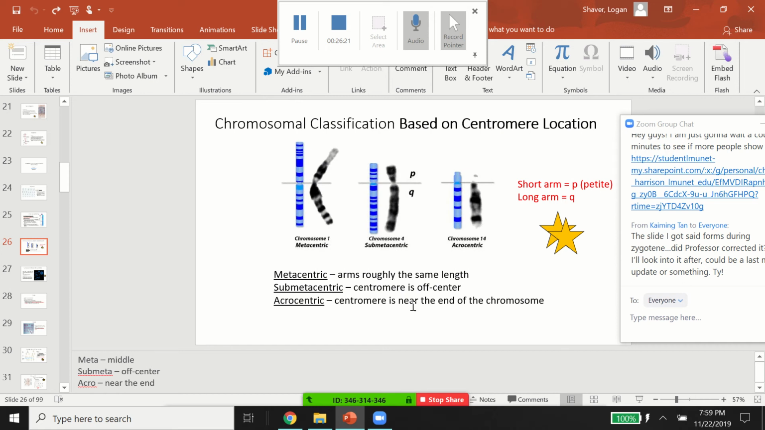And then you have acrocentric, so the centromere is really, really close to the end of the chromosome. However, this would still be P, and this would still be Q. It's just that P is a lot shorter than it normally would be. So acrocentric is really close to the end, but not on the exact end, right? Because you still have to have enough to have that short arm.